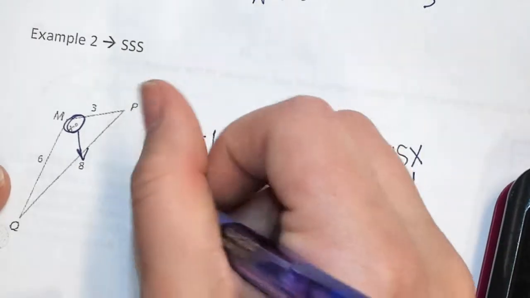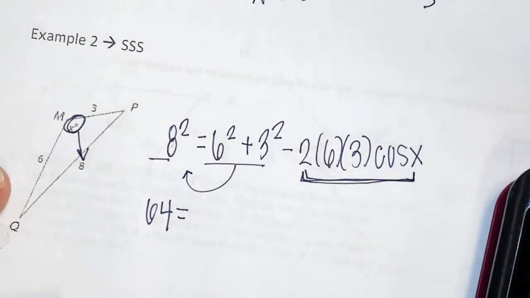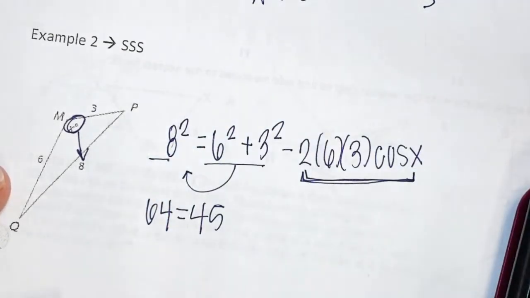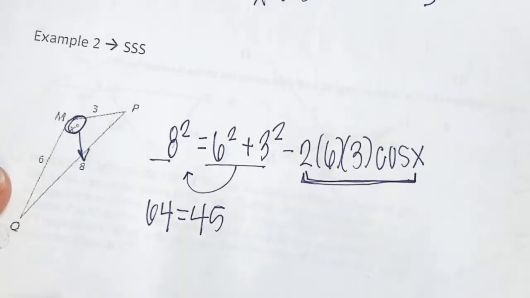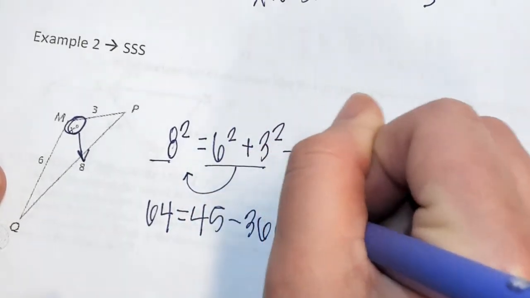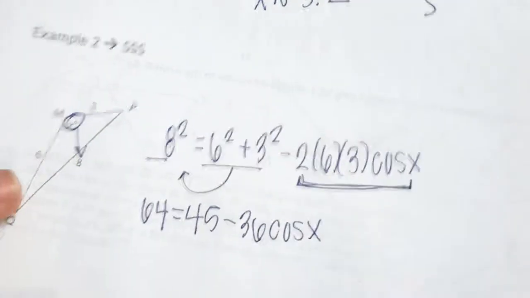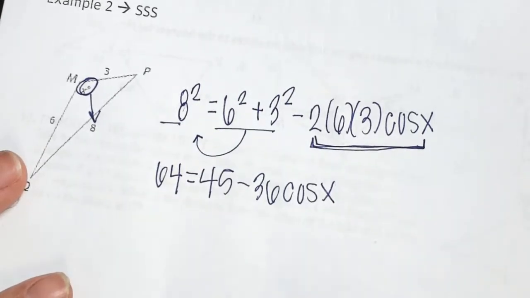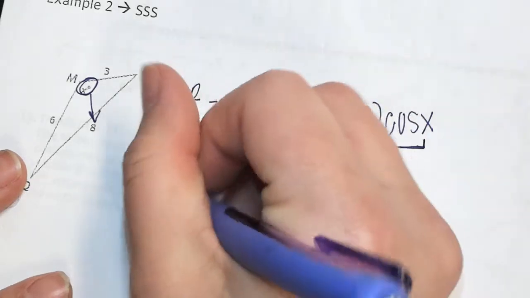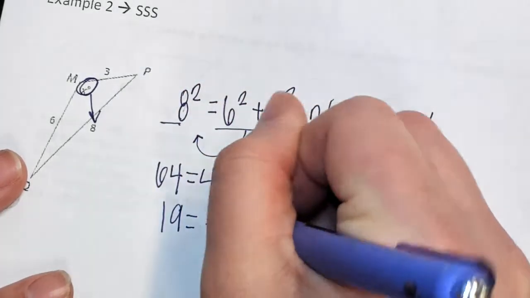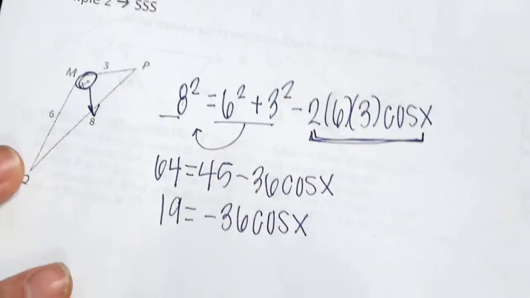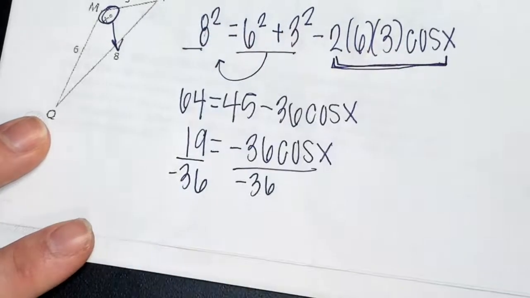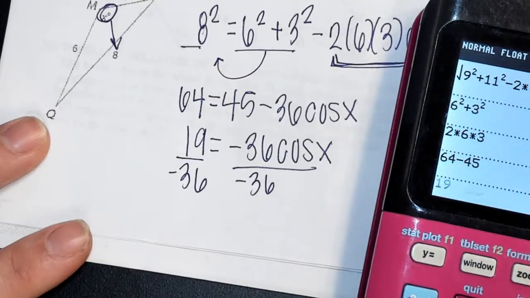So let's do this. 8 squared is 64. 6 squared plus 3 squared. So I did all that at one time, and it gave me 45. Now I'm going to do 2 times 6 times 3, and it gives me negative 36 cosine of x. With me? Okay, how do I get 45 over? Subtract, so you get 64 minus 45, which is 19. So now I have 19 equals negative 36 cosine of x. So now I need to divide by negative 36. So now I have 19 divided by negative 36.